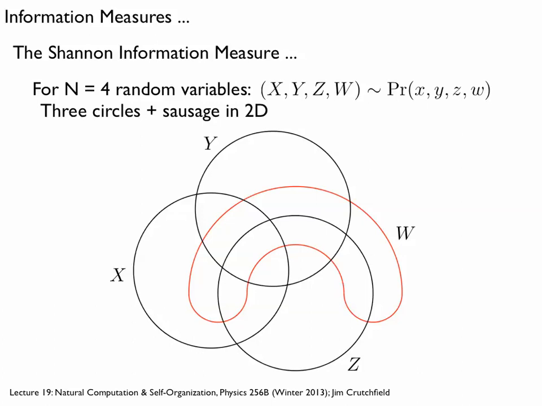So you have X, Y, and Z, like before, three circles. And now I have a new variable W, and this sausage kind of loops through. There's a piece of the sausage that's just in W itself, a piece that overlaps just with Y, just with X, just with Z, the pairwise overlaps, and so on. It fairly represents all possible intersections of the sets and complements of the sets.